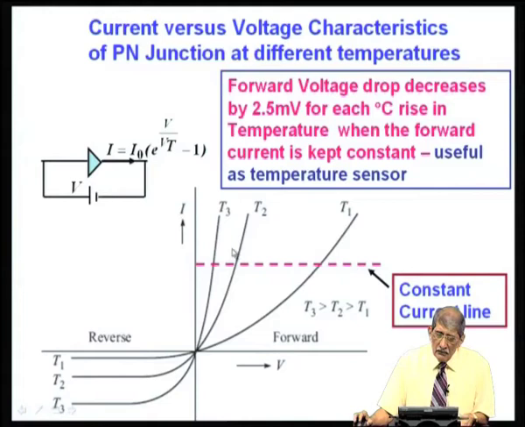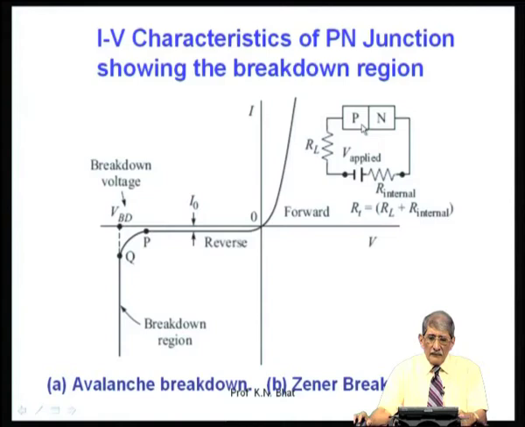In the sense, you can use the diode for temperature sensing. When the forward bias current of the diode is kept constant, you can measure the voltage drop across it as a function of temperature. So, you can calibrate it by noting that the forward voltage drops by 25 millivolts for each degree centigrade rise in temperature. So, this is actually the full characteristic.